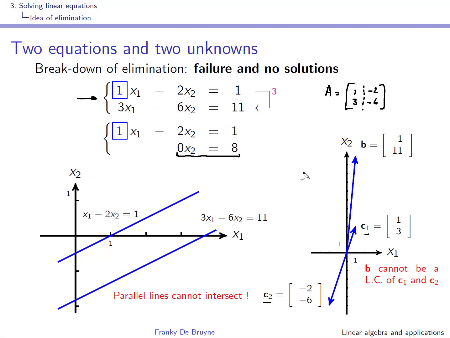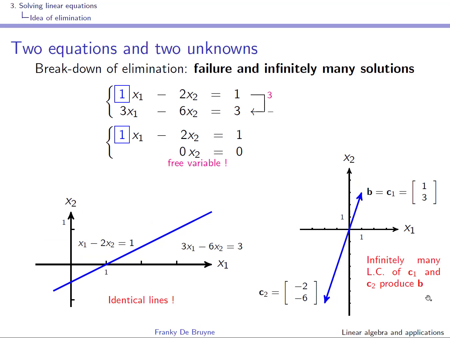This is kind of obvious to see from the Gaussian elimination. Every time that you end up with an equation like this one, 0 times a variable is equal to something that is not equal to 0, of course you will have no solutions.